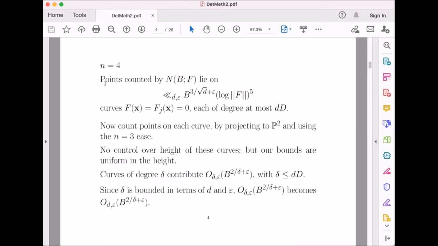So the situation is rather more complicated this time. We start off with counting points on a surface, and we're reduced to counting points on a relatively small number of curves. So we would like to know how many points there are on each of these curves. Unfortunately, that's just what we've been talking about. We know how to do that. These curves, however, are not plane curves. They lie in P3. And so we could, for example, project them to P2 and use what we know about the n=3 case.